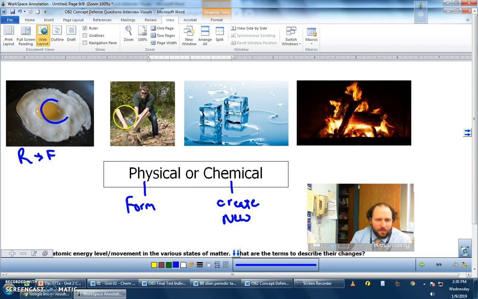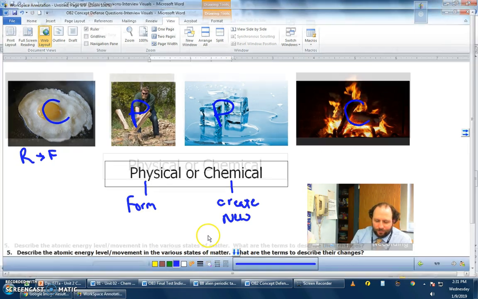If I've got a piece of wood, I'm just making it smaller, it's still wood, it's just in a different form, that's going to be a physical change. If I've got water here and it's melting and then I refreeze it again and it melts and I refreeze it again, it's still water, so that's going to be a physical change. And last but not least, wood. If I was to burn the wood, releasing the carbon and the energy from the sun, that's going to be ash. I cannot get the wood back. That is a chemical change.